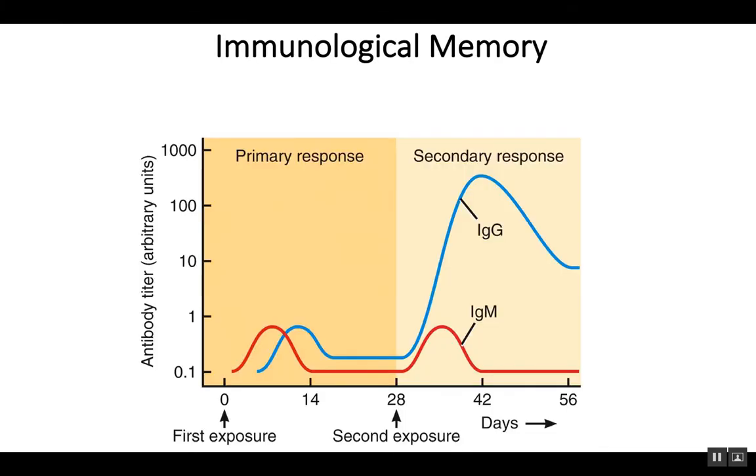This graph just shows us the difference between the first time we're exposed to a new pathogen and the second time we're exposed to a new pathogen. So it's called primary response versus secondary response. So notice here at time 0, we got exposed to a pathogen, or we got vaccinated, because a vaccination is mimicking a first exposure to a pathogen. And in response to that exposure, we're going to make a certain amount of antibodies.